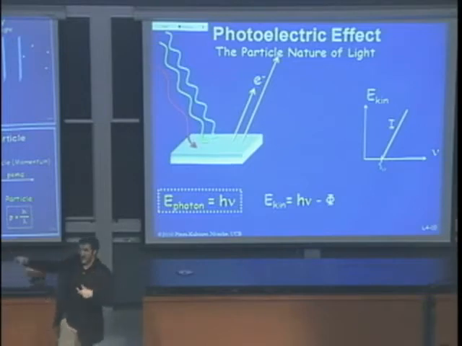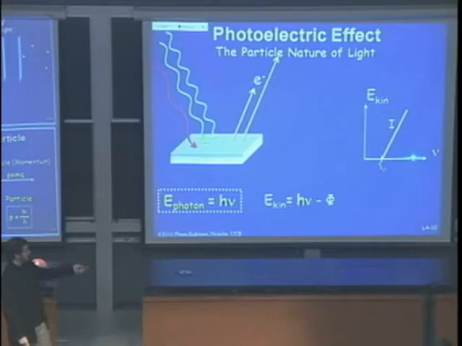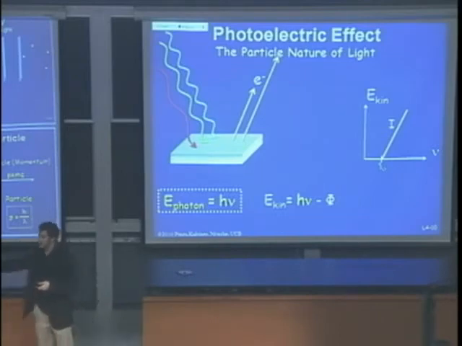Then any excess energy that the electron takes from the photon becomes kinetic energy, which is why we have increasing kinetic energy with increasing frequency. If we put more and more energy in, but this work function is a constant, then we have more energy left over to go into the kinetic energy of the electron.